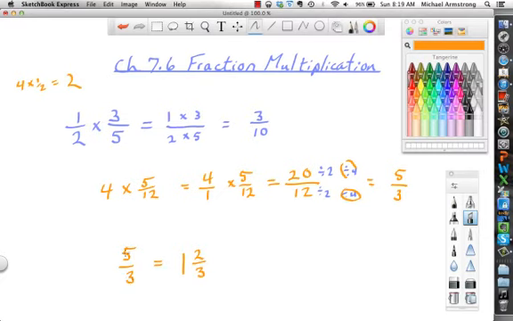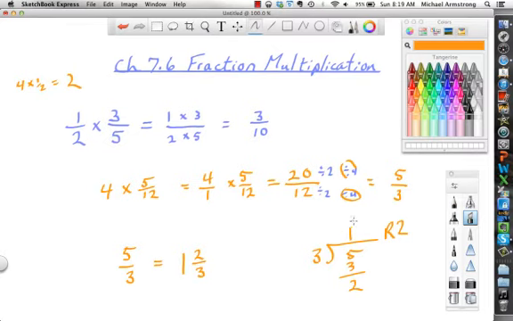3 goes into 5 once with 2 remainder. And if we want to look at it like long division, we say, how many times does 3 go into 5? Well, it goes in once. 1 times 3 is 3. 5 take away 3 is 2, so that's a remainder of 2.